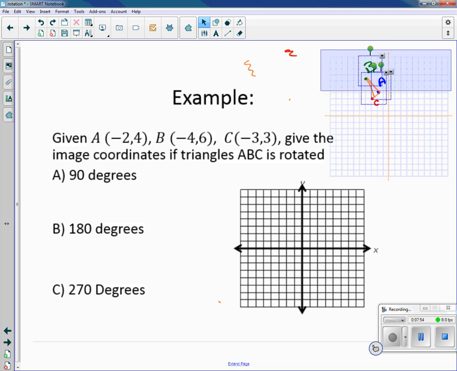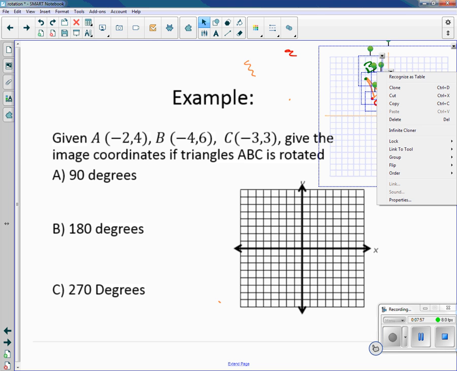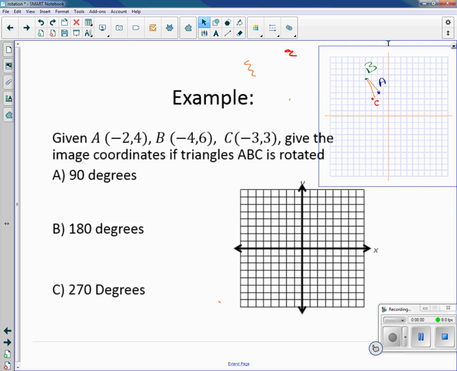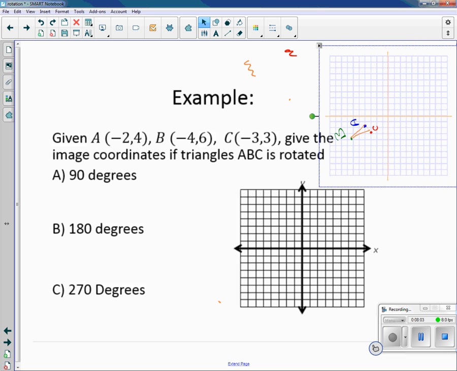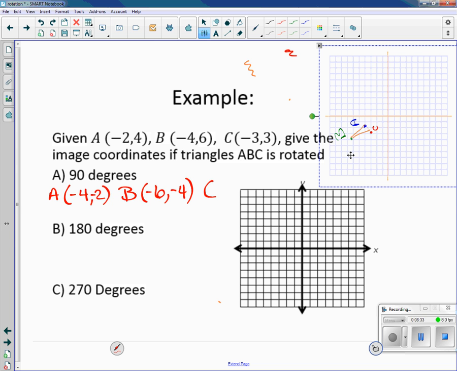So let me go ahead and rotate these. If I rotate it 90 degrees, boom. My A is now at negative 4, negative 2. My B is at negative 6, negative 4. And my C is at negative 3, negative 3.